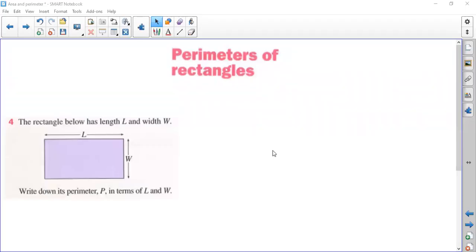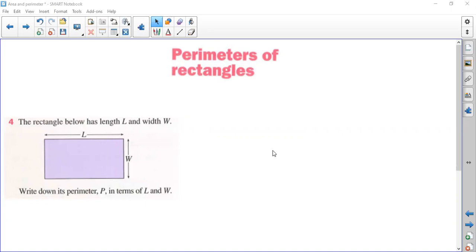Hello everyone. We have started the new chapter, area, perimeter and volume of shapes. We have talked about area in the last lesson, and today we'll continue with perimeter, and we'll talk about perimeter of rectangles. Okay, what is perimeter? We know that the perimeter is the length of the outside line of a figure.